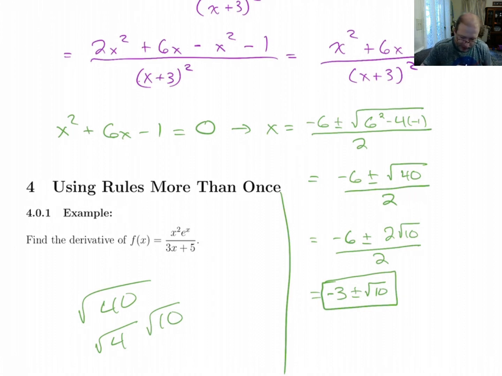Now, for the approximate values, I'm going to put in negative 3 plus square root of 10. My calculator says that is approximately, what did I say, 3 decimal places, 0.162. And if I put in negative 3 minus square root of 10, that's negative 6.162. So let's go to Desmos and check that.